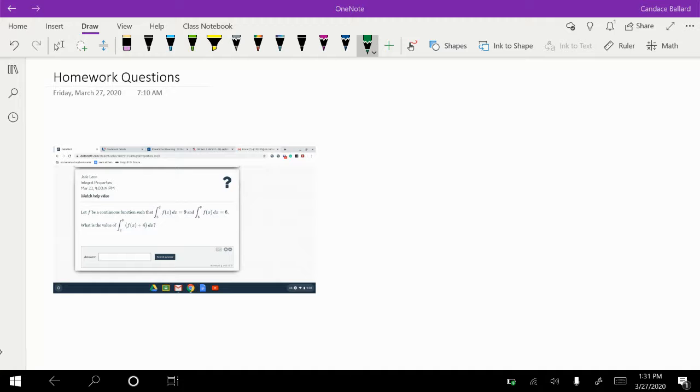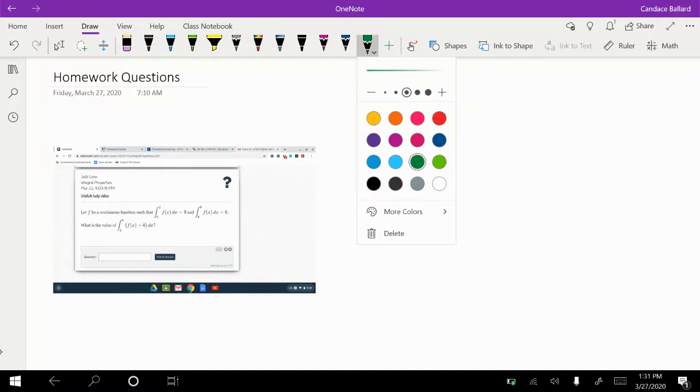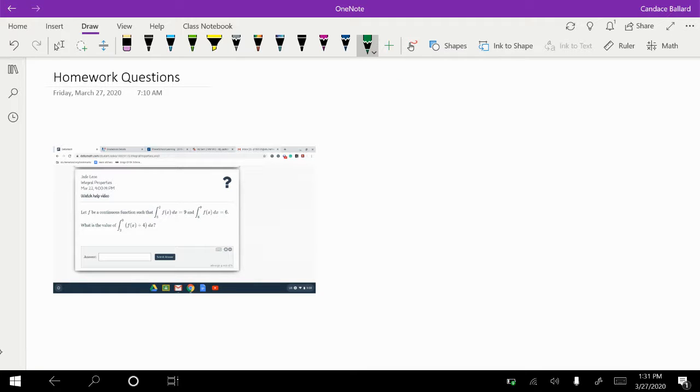So this first one says, let f be continuous such that the integral from 6 to 2 of f of x dx equals 9, and the integral from 6 to 9 of f of x dx equals 6. First of all, this is a problem right here because you always want the smaller number first. So you have to reverse that. And to reverse that, you go 2 to 6 and you put a negative out in front. That's one of the properties that we have for integrals.